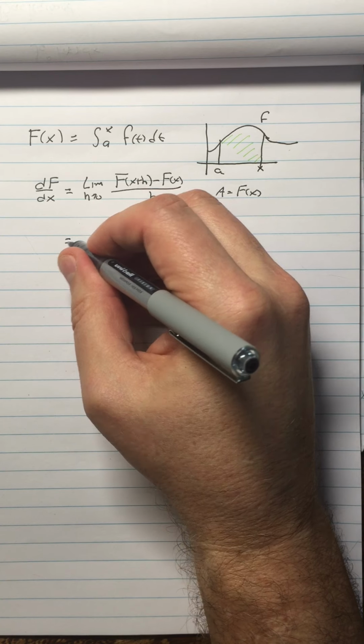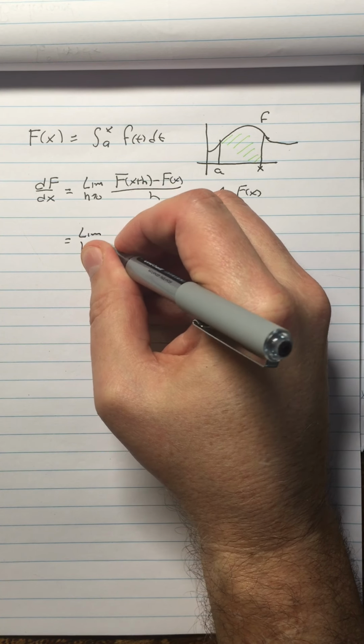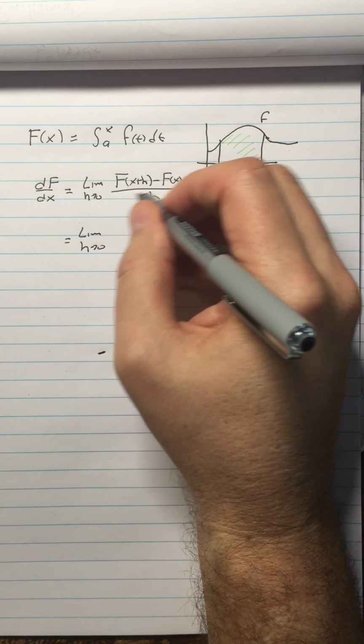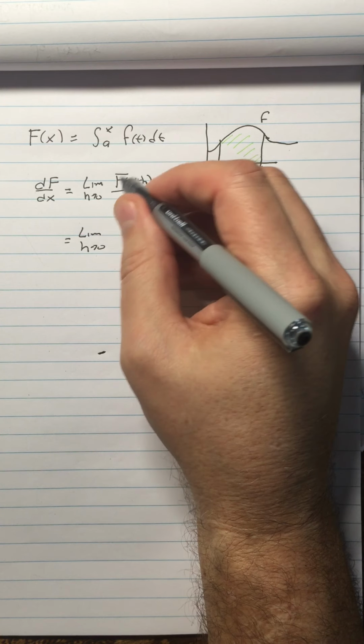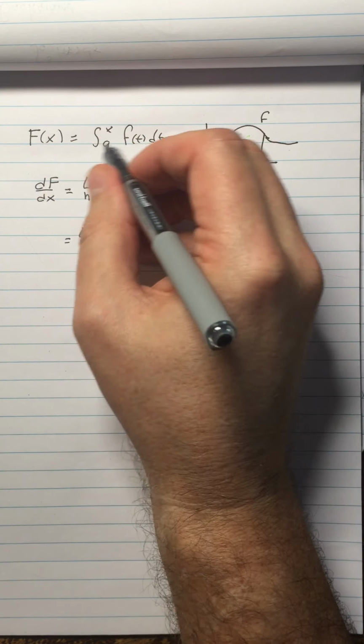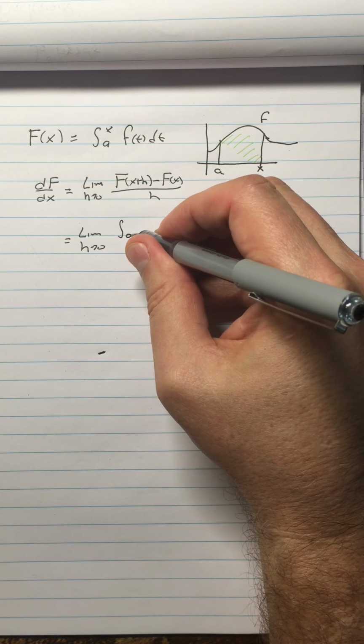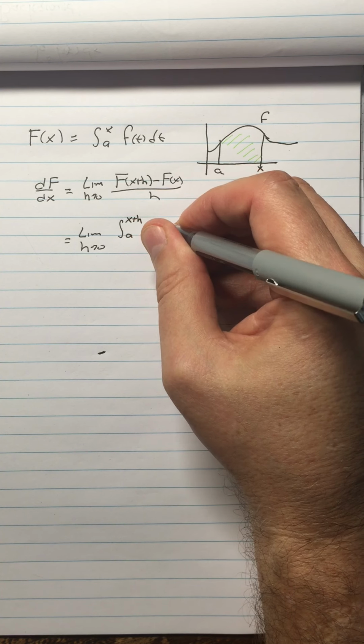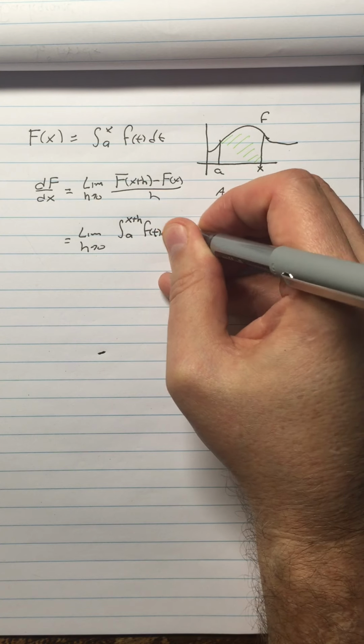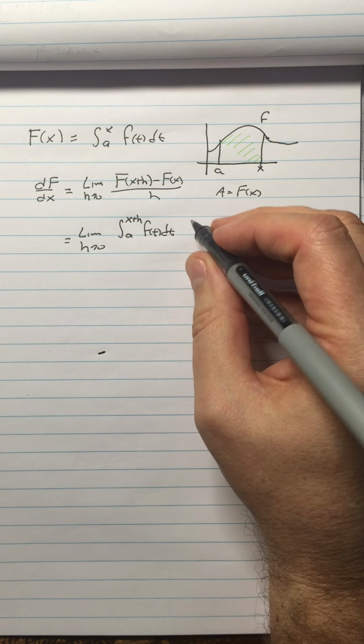So in this case, what that means is the limit as h approaches 0 of, what is capital F of x plus h? Well, according to our definition up here, capital F of x plus h is going to be the integral from a to x plus h of f of t dt. Watch all the crazy variable changes here.